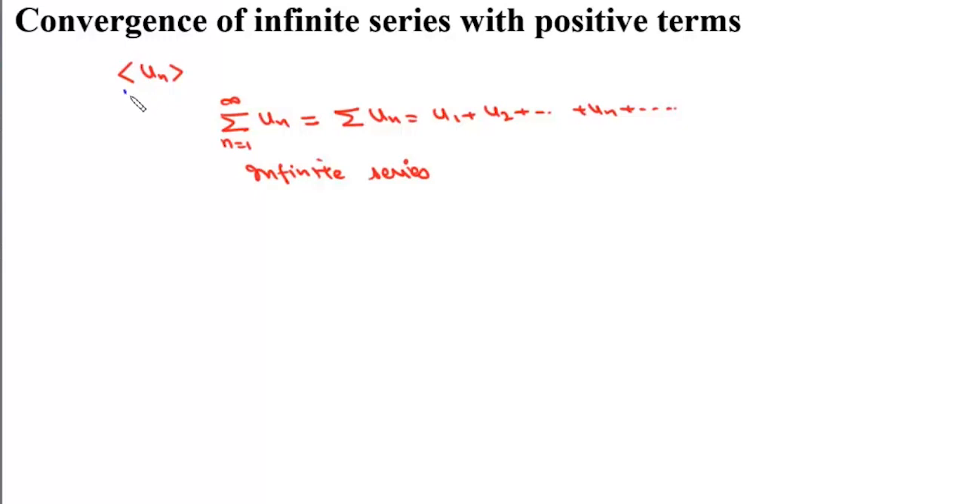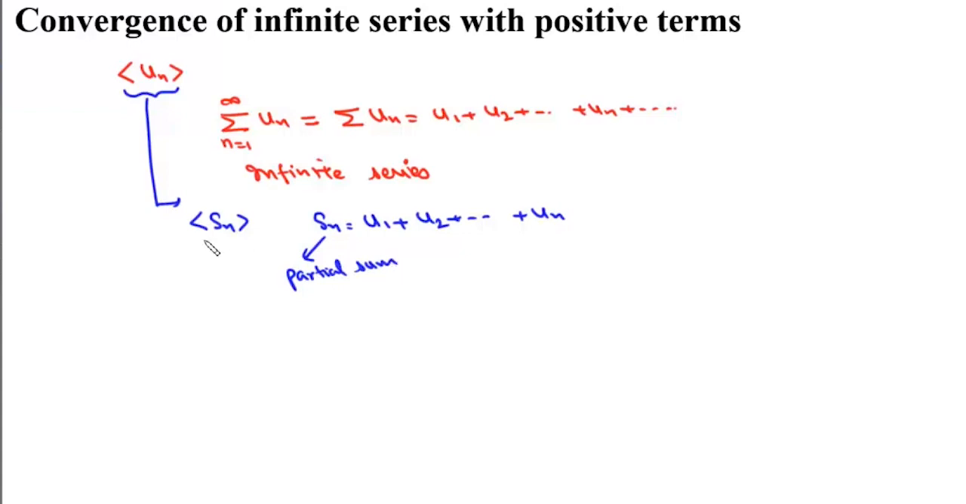Now with the sequence un, we can associate another sequence, and we'll write the sequence as Sn, and this Sn is defined as the sum of first n terms of this sequence un. Now here, the sum of first n terms is called a partial sum. So this sequence Sn is called the sequence of partial sums.